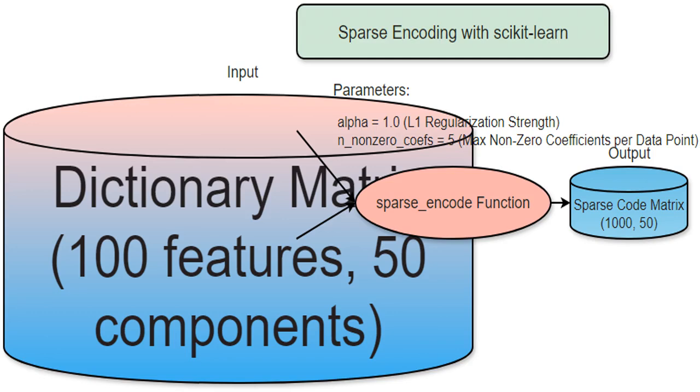I have a dictionary, a matrix, that helps me represent those 100 features in a smaller, 50-dimensional space. It's like having a codebook to translate the 100 features into a more concise, 50-feature representation.